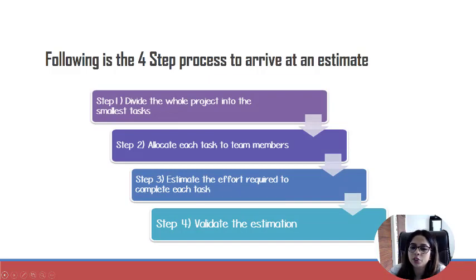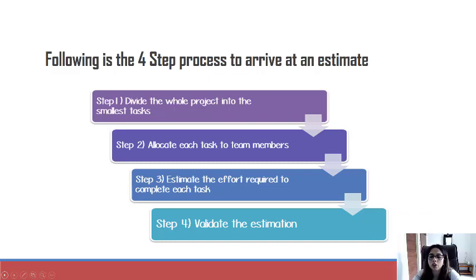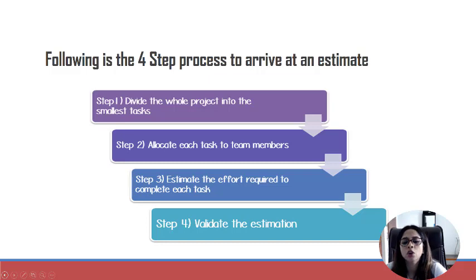So basically we have to divide the whole project into smaller tasks, smallest task. Allocate each task to the team members, as I said. So relevant people who are equipped in that particular domain knowledge should be given that piece of task. We have to estimate the efforts required to complete each task. Now, when you have the smallest piece of workable entity, you have to actually estimate that effort, that how much amount of time is required to complete the small piece of task.